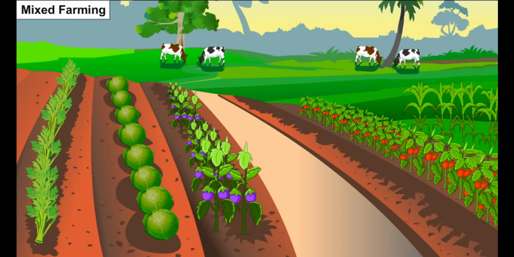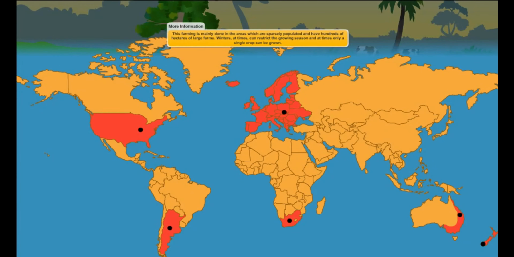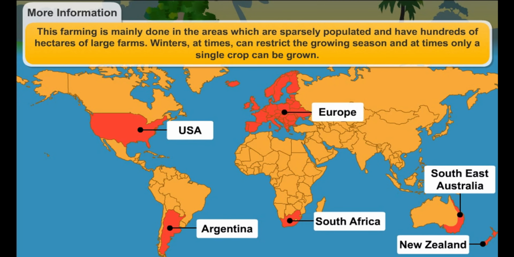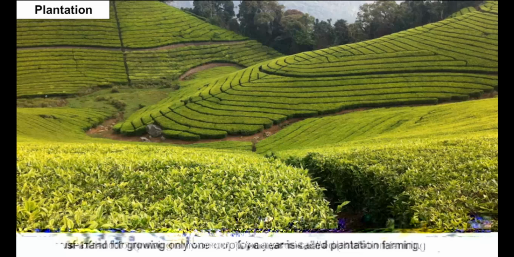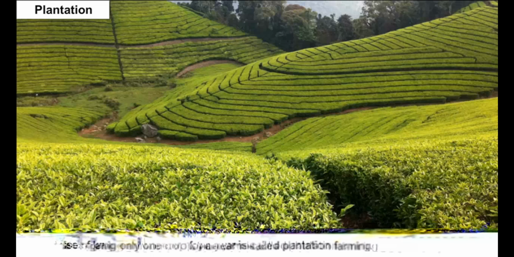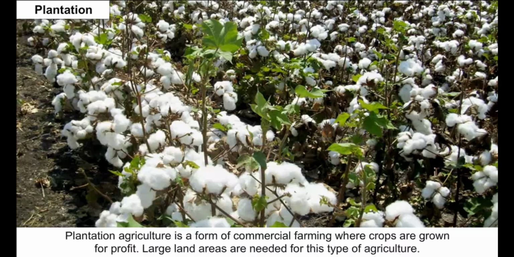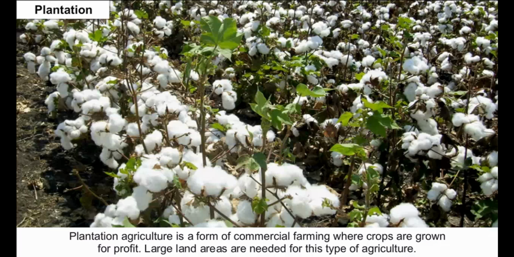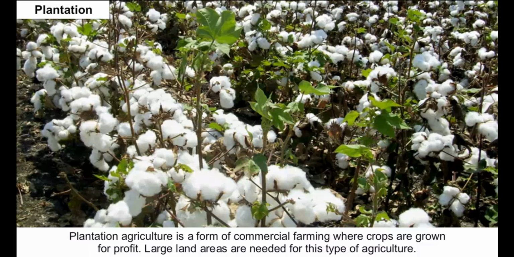Mixed farming. The use of land for growing food and fodder crops and rearing livestock is called mixed farming. Plantation. The use of land for growing only one crop for a year is called plantation farming. Plantation agriculture is a form of commercial farming where crops are grown for profit.